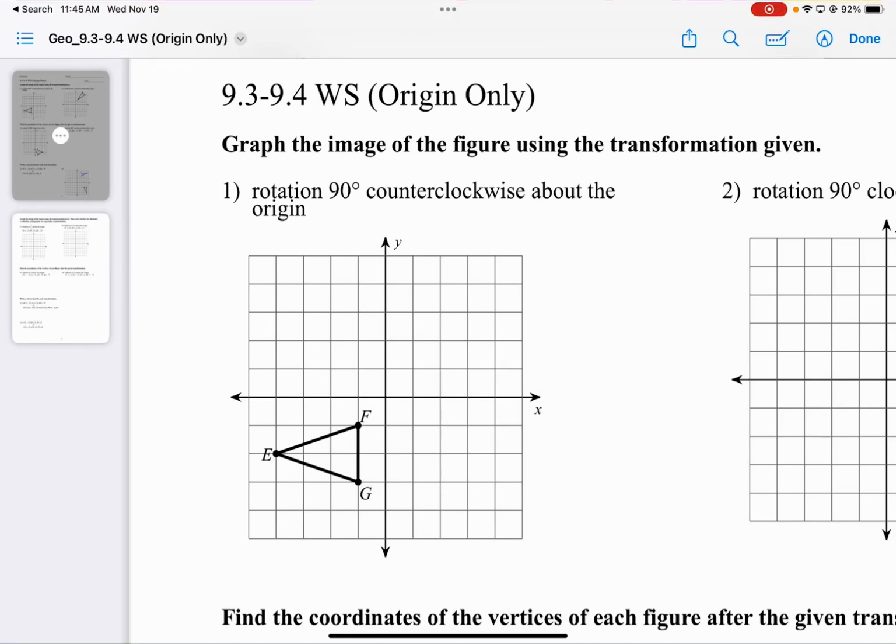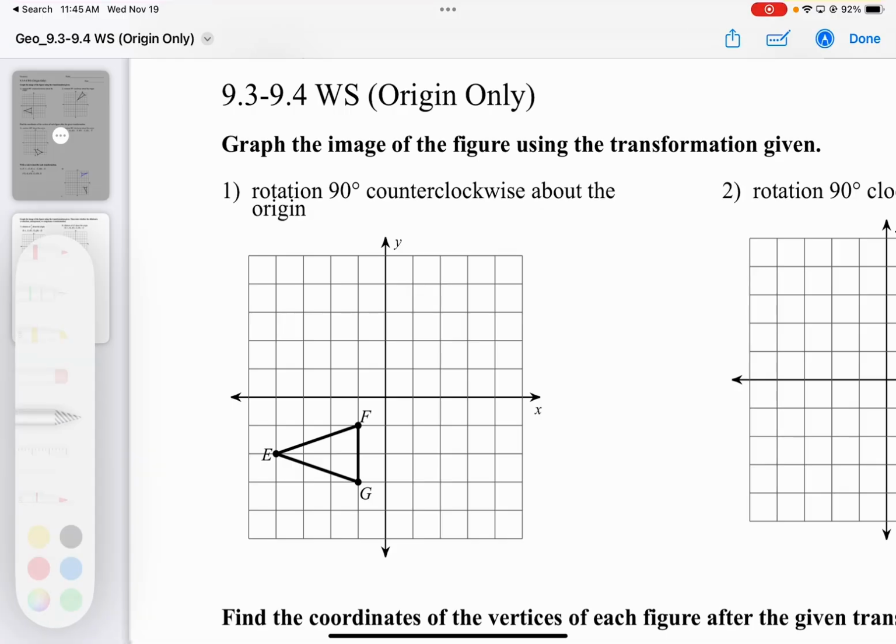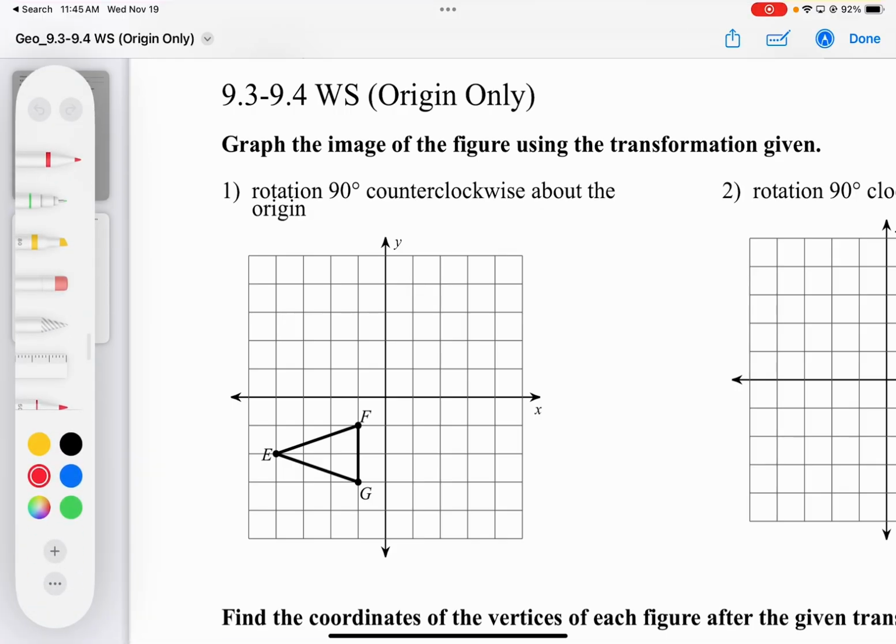So wait, 90 degrees counterclockwise is negative. I'm not feeling it enough. What's the rule? 90 degrees counterclockwise is negative y, x. And then clockwise is negative x, y or negative y, x. Hold on, I didn't process the single thing you said. So 90 degrees counterclockwise would be negative y, x, and that's what you said initially, right?